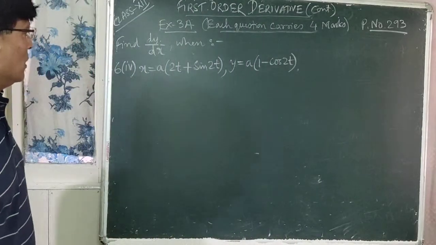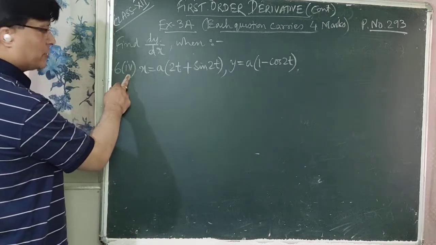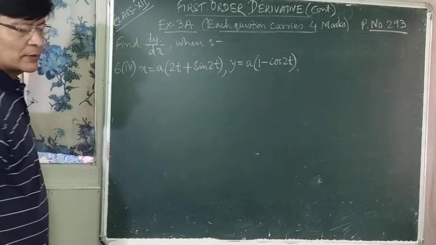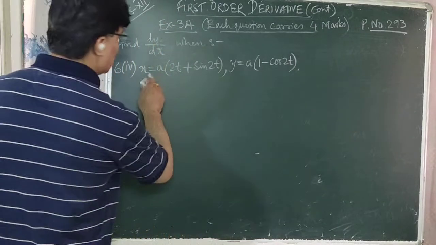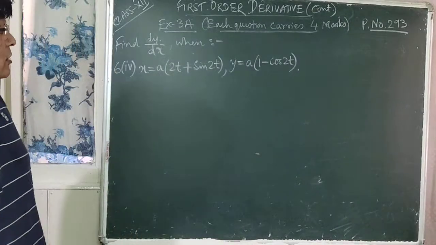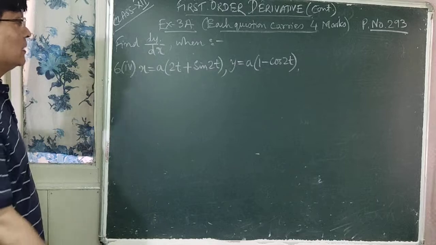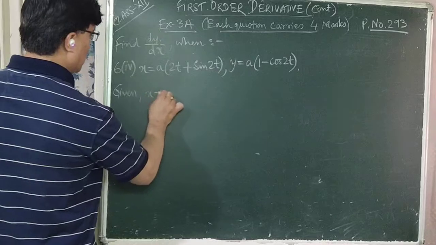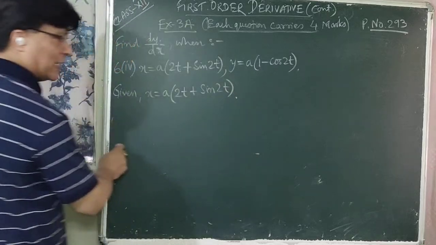So now we'll do the next question, that is number 4 of question number 6. Find dy by dx when x is equal to a within bracket 2t plus sine 2t and y is equal to a within bracket 1 minus cos 2t. Okay, so this is also a parametric equation because in this case the two variables x and y are expressed in terms of a third variable t. So now let us find out dx by dt first. Here given is x is equal to a within bracket 2t plus sine 2t, right?